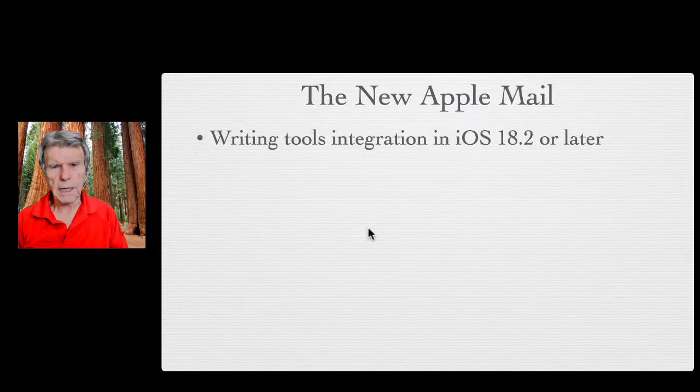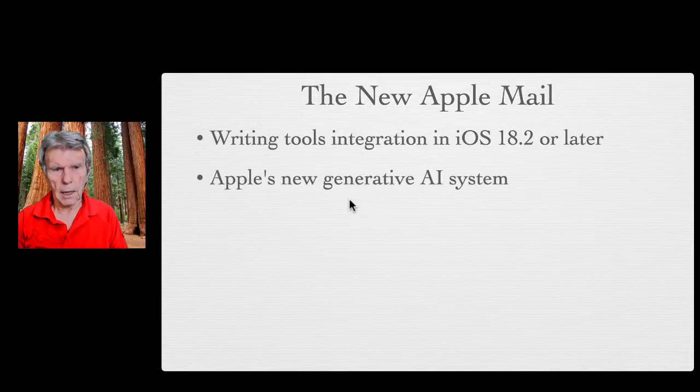Another feature is writing tools, which have been integrated into iOS 18.2 or later. Now, the literature tells me that it's also integrated into macOS Sequoia 15. However, I couldn't find it. So if it was there, it seems to be gone. So I'm going to have to do some more research. So we'll look at it in iOS 18. Of course, it's using Apple's new generative AI system.